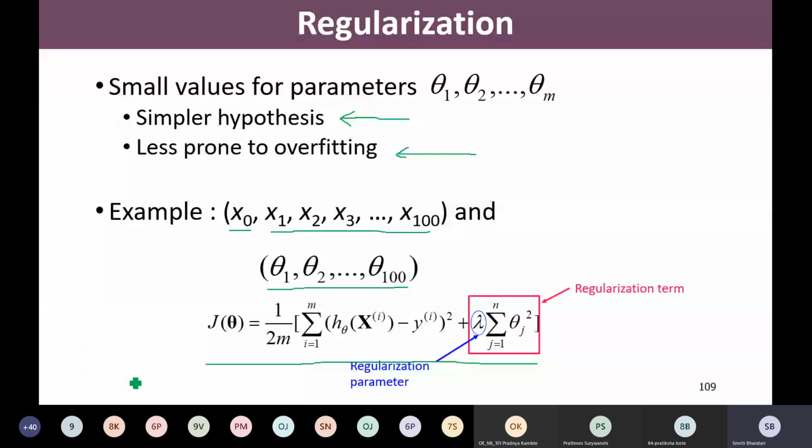So in the next session we are going to discuss a new algorithm under machine learning, and that algorithm is very useful for classification problems. The decision trees algorithm we are going to look at in the next session.